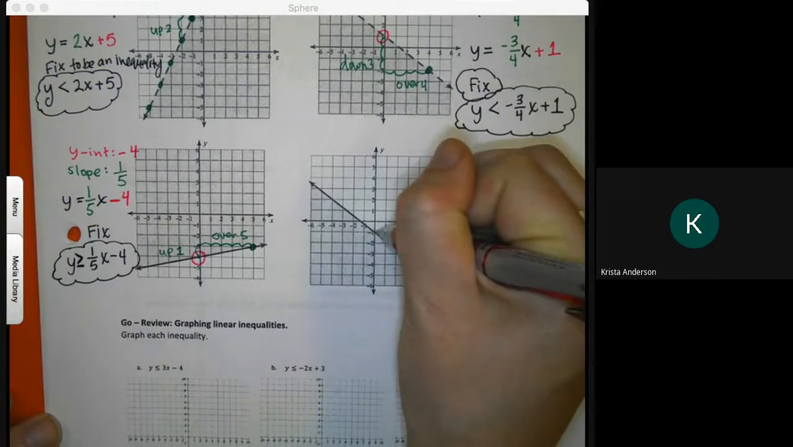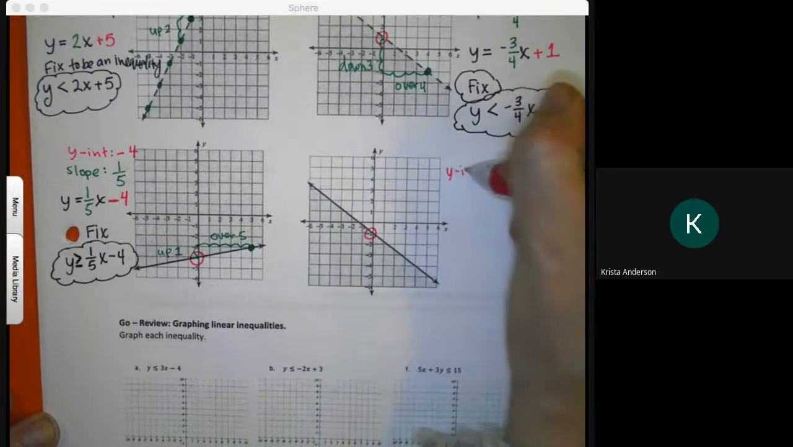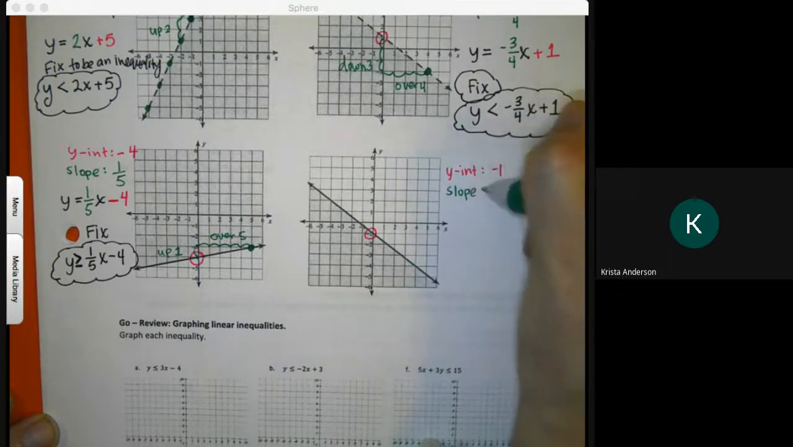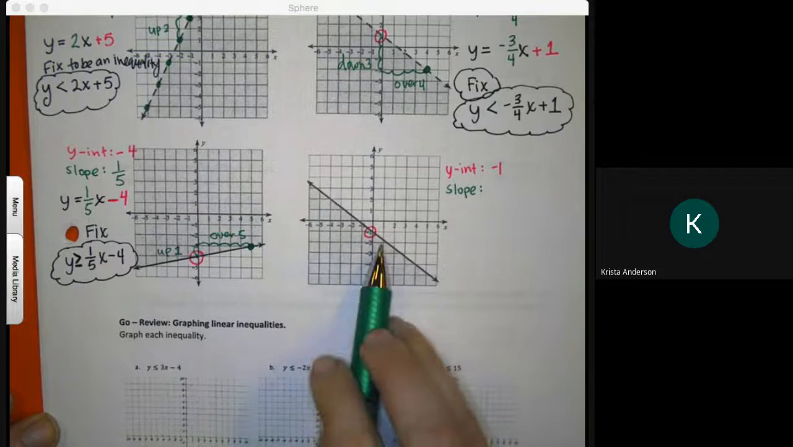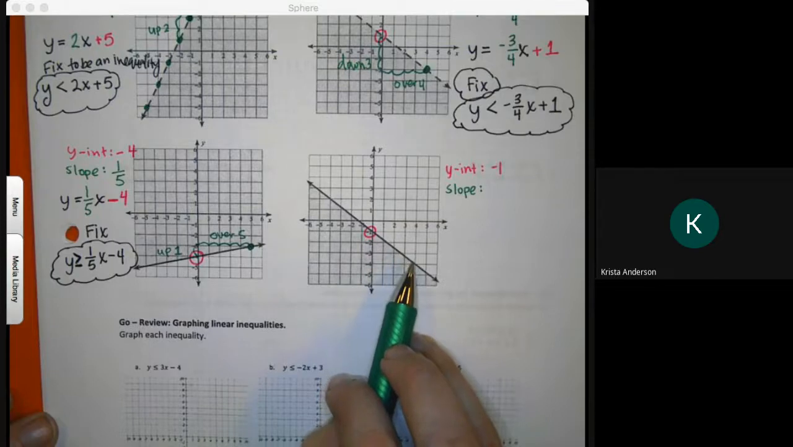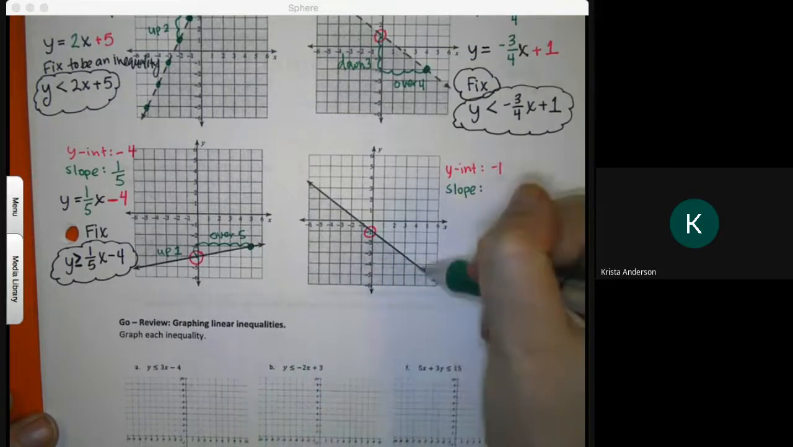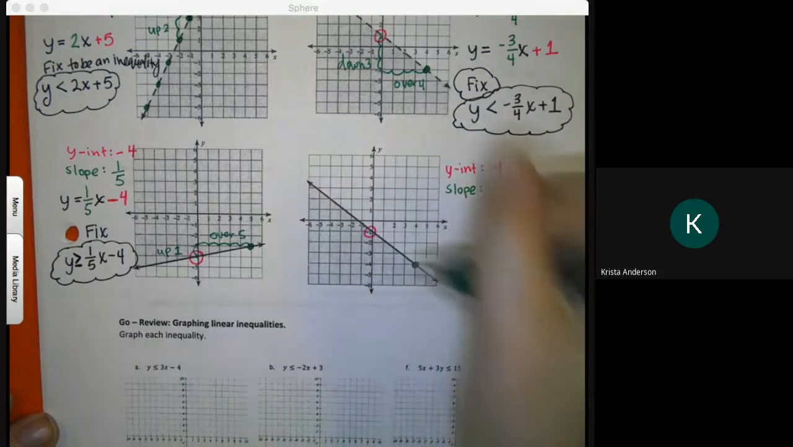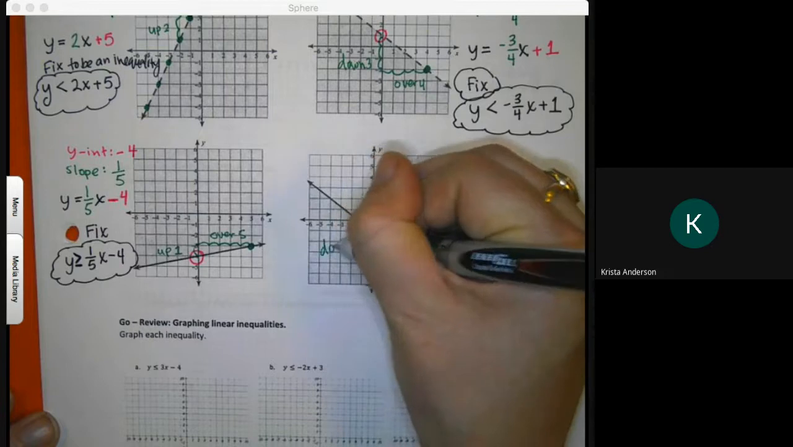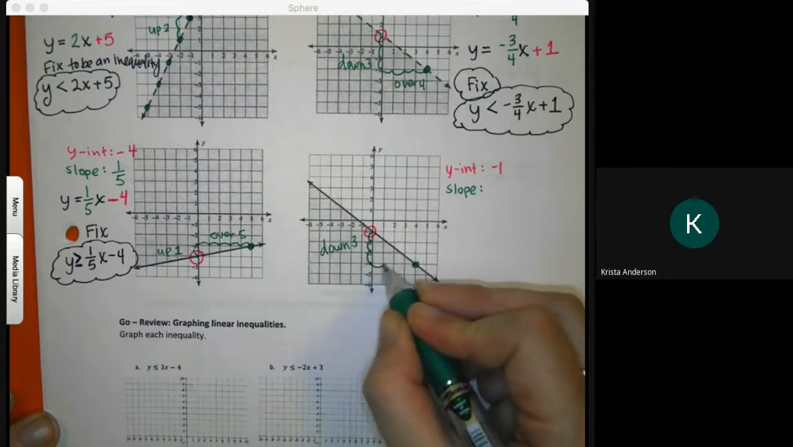For my bottom right graph, my y-intercept is negative 1. My slope, this point won't work. It's not right on negative 2, it's just a little bit above it. This point won't work, it's a little bit above negative 3. That one won't work. This one works right here because it's on 4, negative 4. It has whole number values for that point. 1, 2, 3. Down 3 over 1, 2, 3, 4.